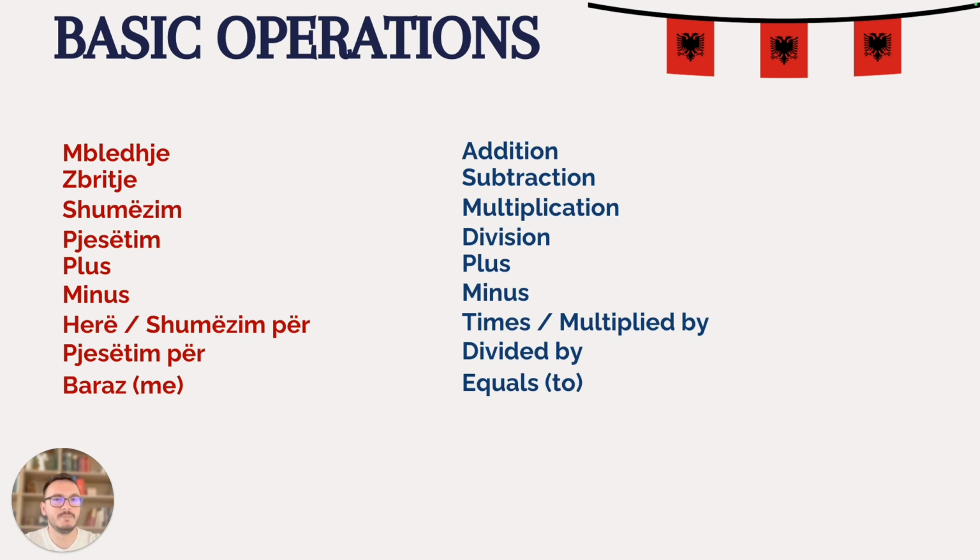Plus, plus. Plus and minus for minus. Minus. Her for times, or shumëzim për multiplied by. Her or shumëzim për. Pjestim për, divided by. And baraz equals, or baraz me equals to such and such.